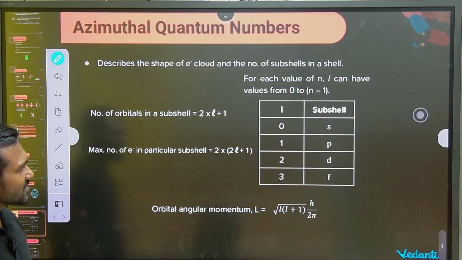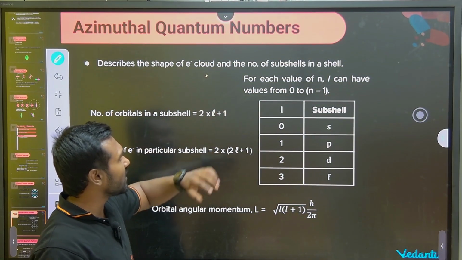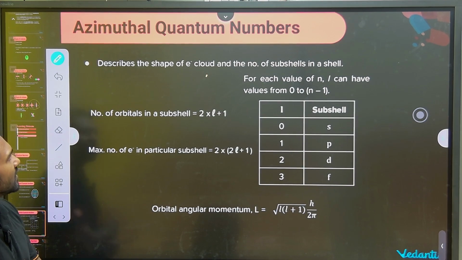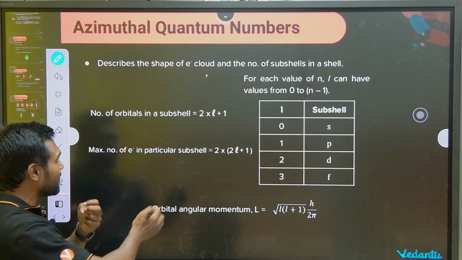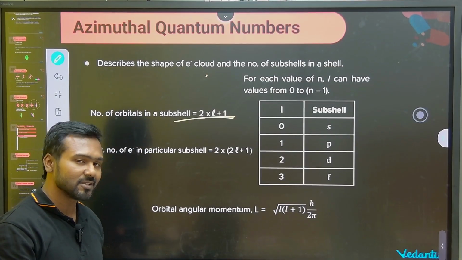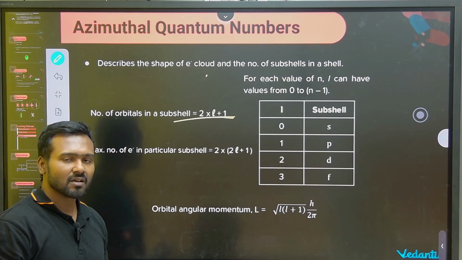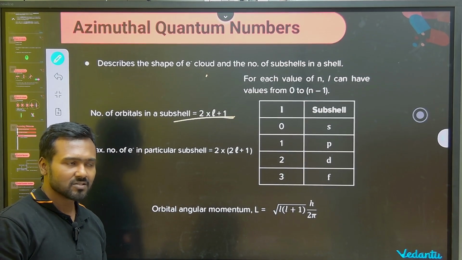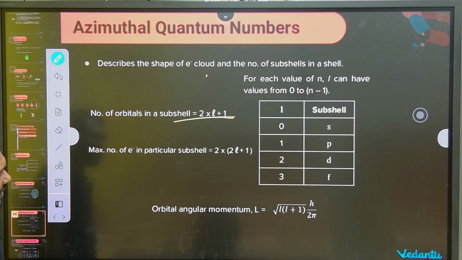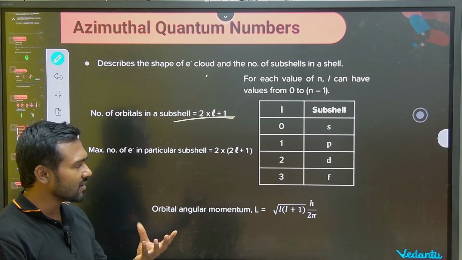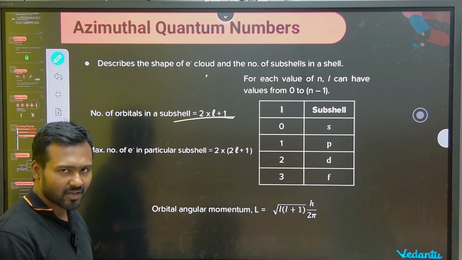The L value for s orbital is 0. L value is the azimuthal quantum number. It explains the shape of the subshell, right? And the number of orbitals for a subshell is 2L plus 1. If you take s orbital, it is only 1, spherical. P orbital has px, py, pz, so you get 3 in the p subshell. In case of d, there are a total of 5 d orbitals, and the f subshell has 7 f orbitals.